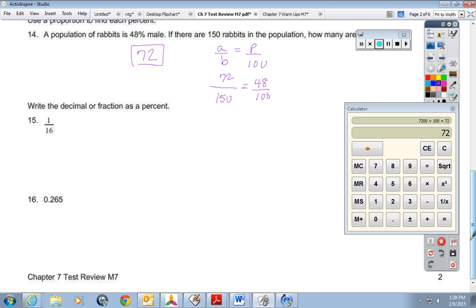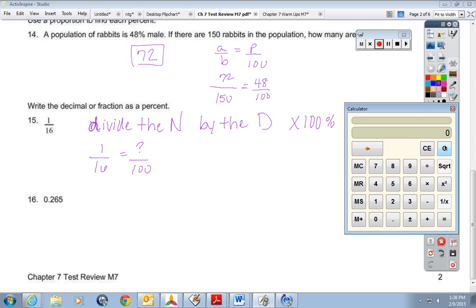On this one, to make a percent a decimal, here's how you do it. Divide the numerator by the denominator. I'm abbreviating. And multiply by 100%. Or, you can do it like this, 1 over 16 is what over 100? Either way. So, if I divide the numerator, 1, by the denominator, 16, I get that.